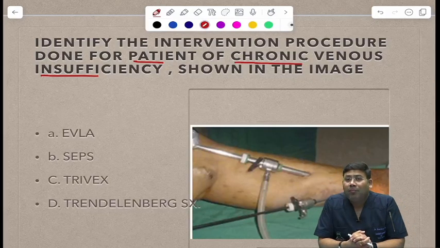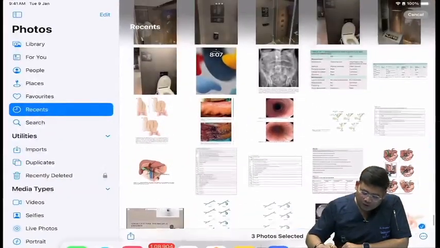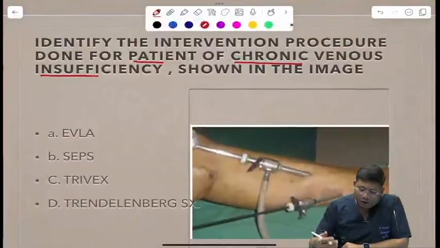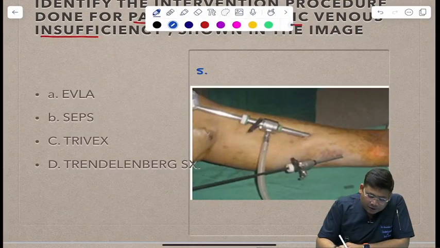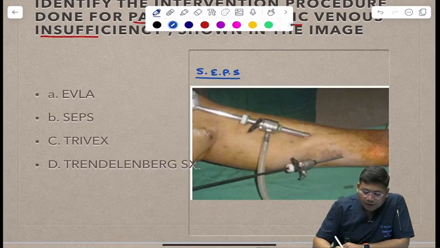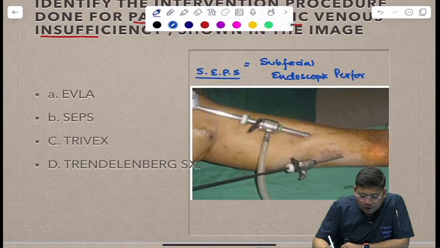So it is done for perforator incompetency. So what is this procedure known? What is this procedure that you are seeing in front of you? This procedure is known as SEPS. What is SEPS, students? This is what is very important. This is known as subfascial endoscopic perforator surgery.